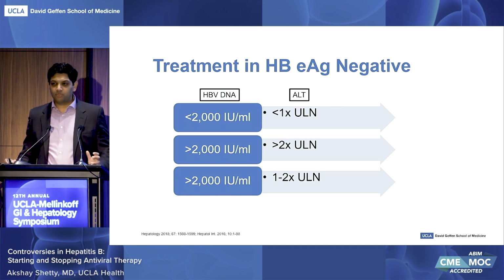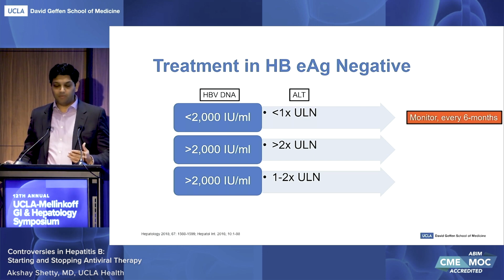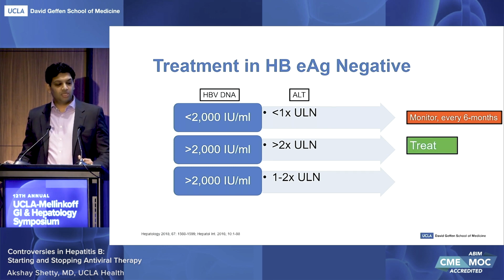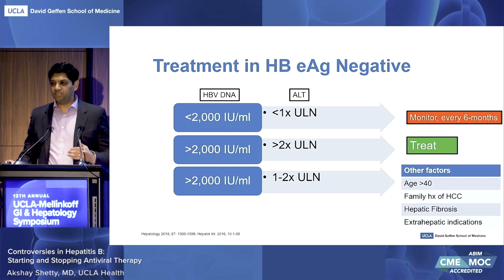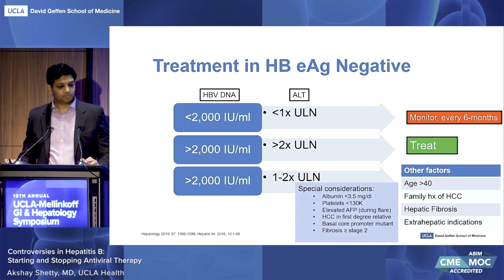And again, you want to focus on what's going on within the liver. How much inflammation do they have? So if their ALT is less than the upper limit of normal, these patients again can be monitored. But if their ALT is greater than 2 times the upper limit of normal, you should probably treat these patients. Lastly, if they do have a high viral load, but their ALT is 1 to 2 times the upper limit of normal, again, you want to go through the same assessment of patients to see if they have secondary reasons or what other factors they have where they may qualify for potential treatment.